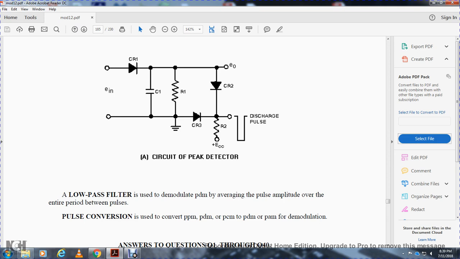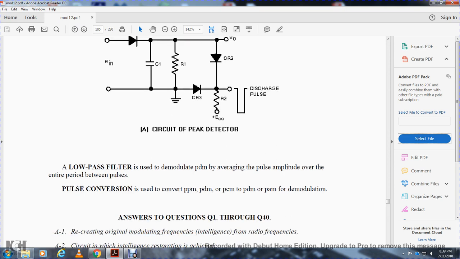PPM, pulse phase modulation, pulse duration, and pulse code modulation, pulse duration modulation or pulse amplitude demodulation. And that was the Chapter 3 summary.